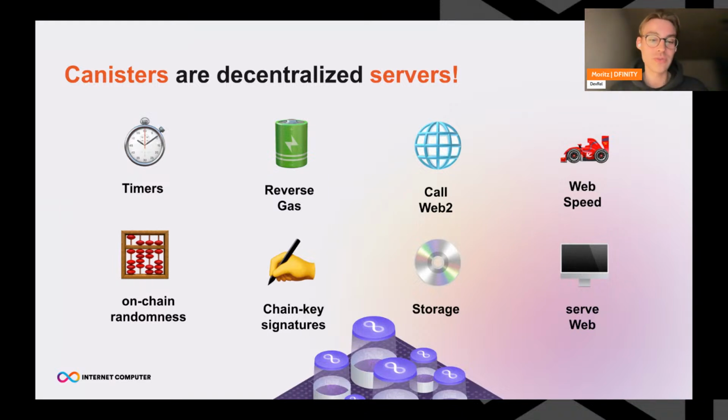Next cool feature is the reverse gas model. What does that mean? It means that your users are not required to pay for transactions on the internet computer. How it works is that you, as a developer, when you deploy a contract or canister, recharge that canister with gas. On the internet computer, we call gas cycles. Whenever some computation is carried out by the smart contract or some data is stored, the cost is covered by the cycle balance, or gas balance, that the canister holds.